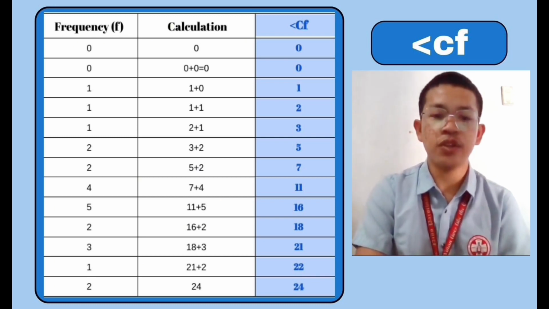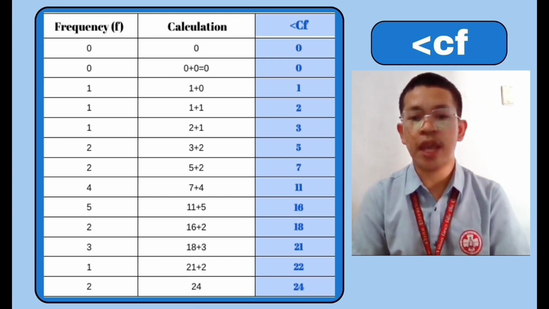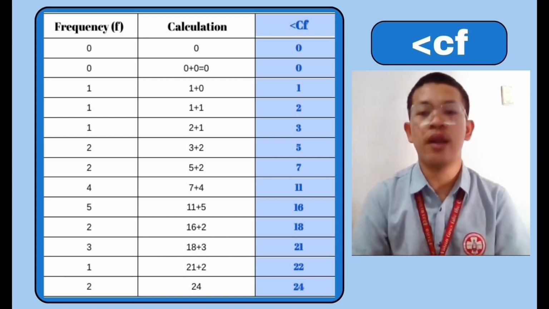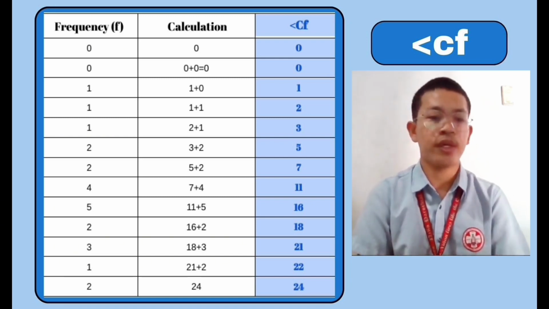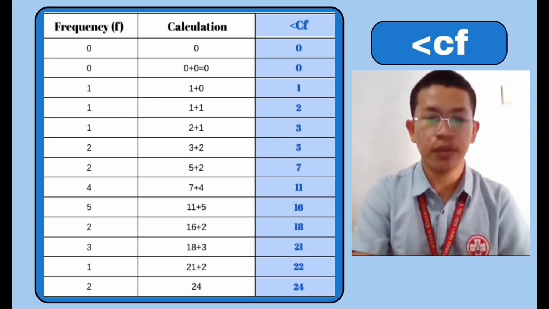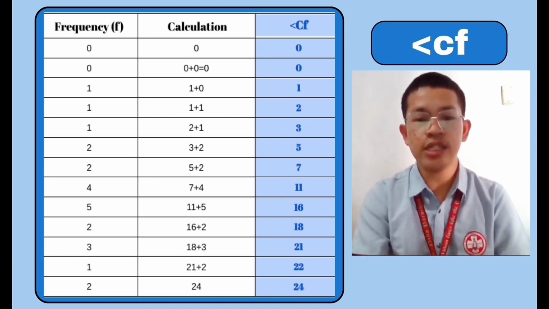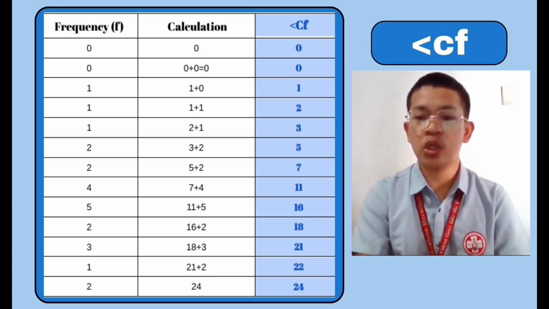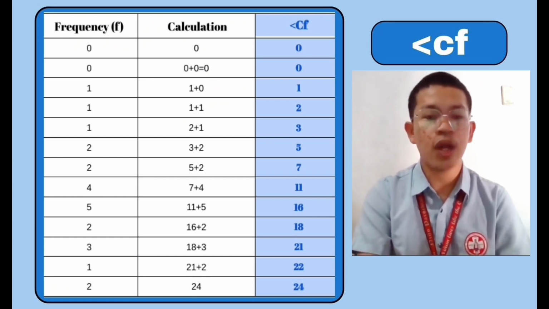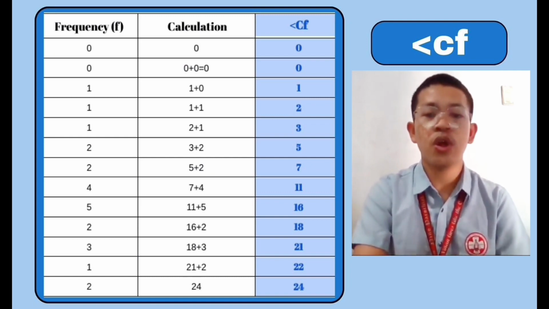The last value in the less than CF must be equal to the total number of frequency in our table. The last number in the less than CF is 24, and the total frequency in our table is also 24.